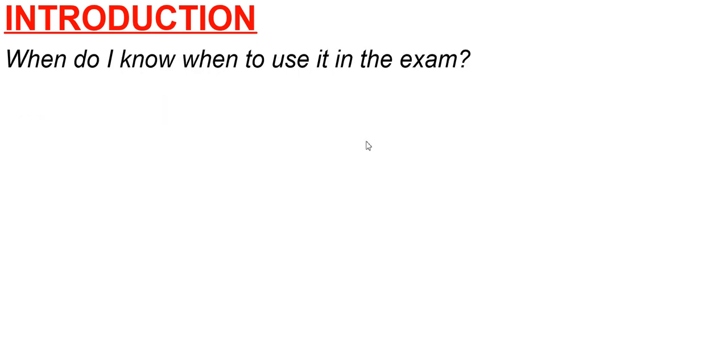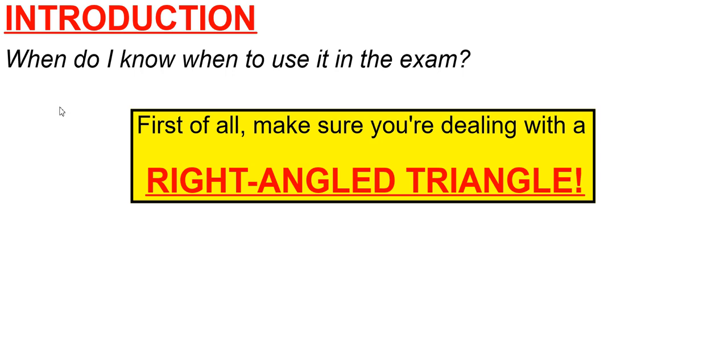So how do you know when you need to use it in the exam? This is the most important thing. You can't use it for just any triangle. You can use trig if it's a right-angled triangle. The triangle has to have a right angle inside it before you can even consider using trigonometry. So check for a 90 degree angle before you do anything else.